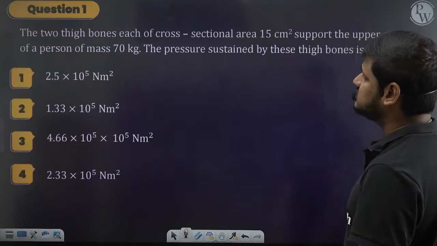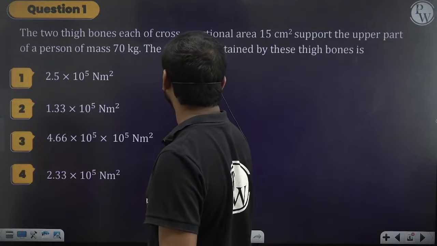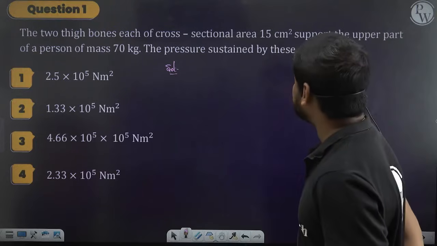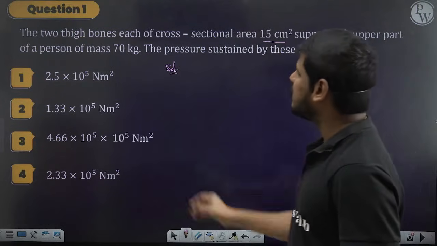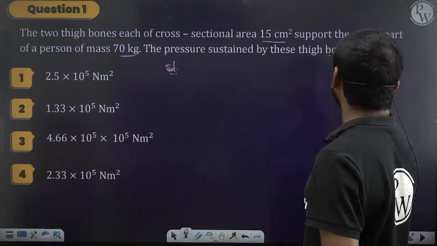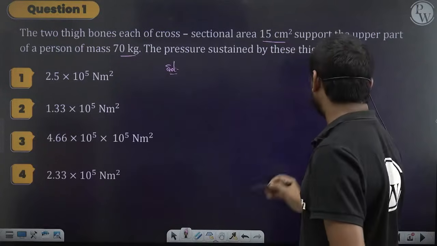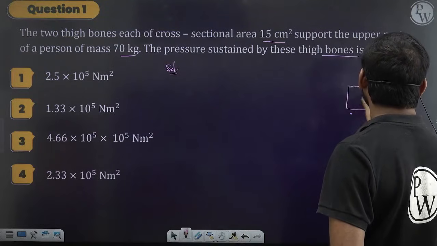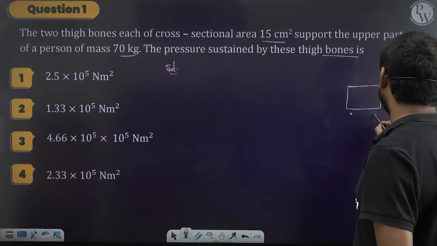Let's take one simple question. Try to do this question on your own, guys. What does the question say? The two thigh bones, each of cross-sectional area 15 centimeters square, support the upper part of a person of mass 70 kg. Then the pressure sustained by these thigh bones is, see here, there are two thigh bones and the upper part of the body is supported by these thigh bones.